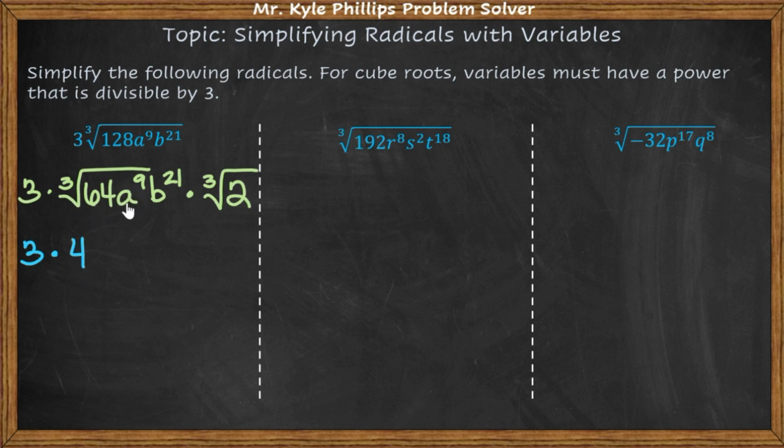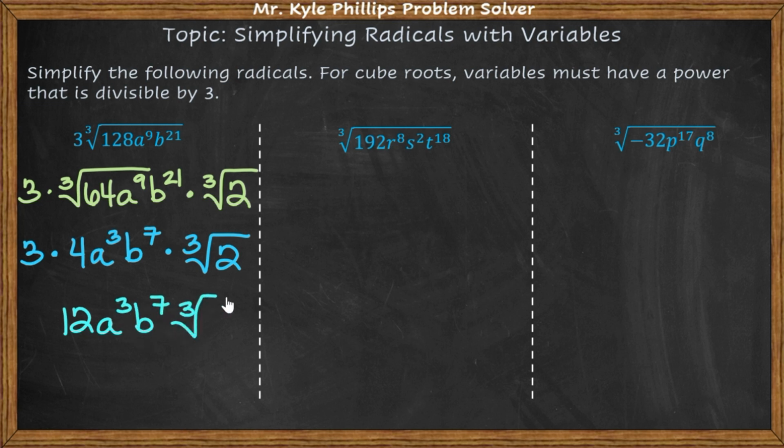And now I'm taking the cube root of a to the 9th. Well, all you do is you take the power and you divide it by the index. So 9 divided by 3 is 3. So this is a to the 3rd power. 21 divided by 3 is 7. And this is going to be multiplied by the cube root of 2. So my simplified answer is going to be 3 times 4, which is 12, a to the 3rd, b to the 7th times the cube root of 2. And this will be my fully simplified solution.